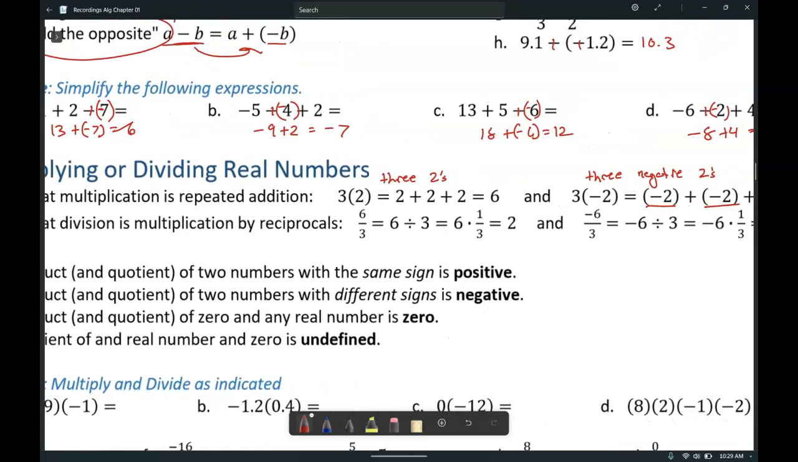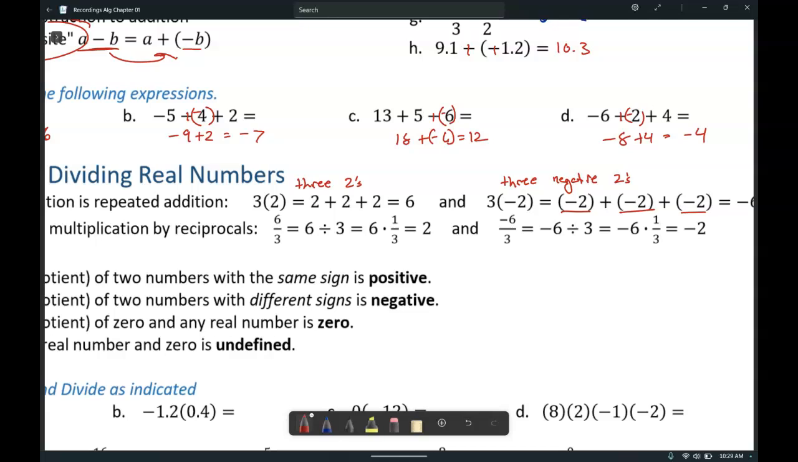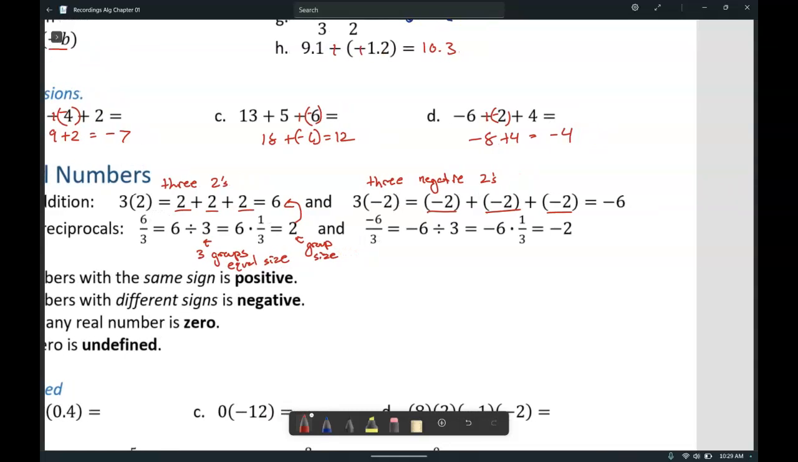It's the same concept. So when we have 6 divided by 3, what we're doing is taking 6 and breaking it into 3 groups of equal size. When we look backwards at what we had for multiplication, we see that 3 groups of 2 give us that 6. So when we take 6 and break it up into 3 groups, the group size is 2. And conversely, if we take negative 6 and break it up into 3 groups of equal size, we break it into 1/3.